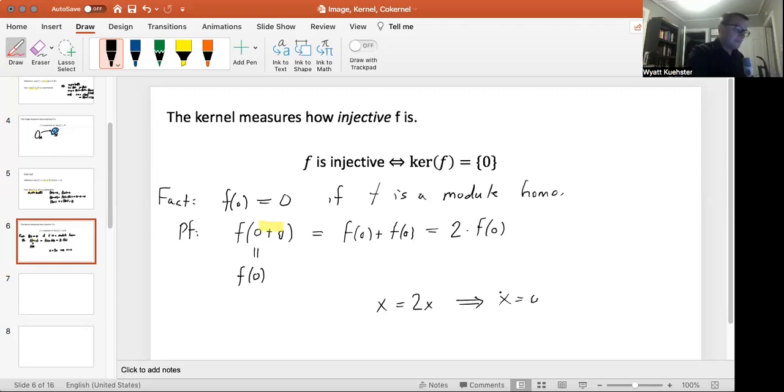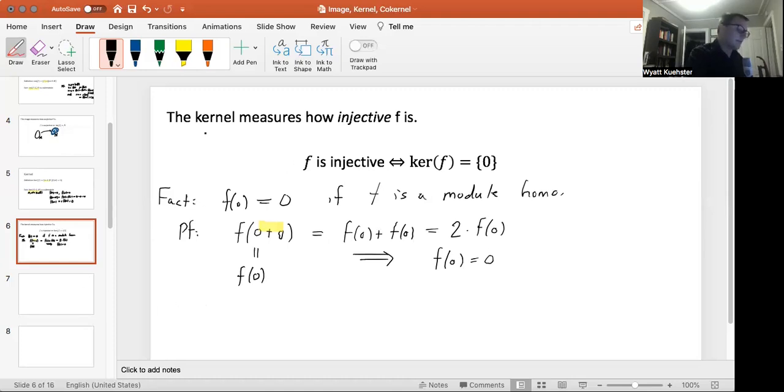So this implies that F of 0 equals 0. So we always have that 0 goes to 0. That's just a property of being a homomorphism. But you might have other stuff that goes to 0, in which case your map is not injective.